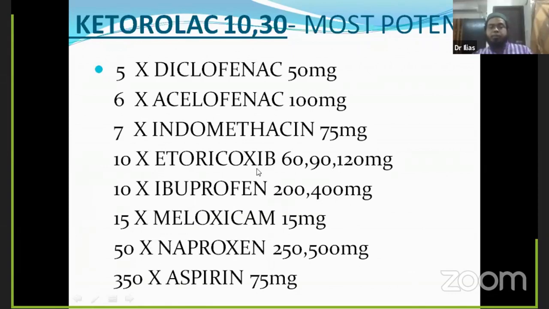And etoricoxib or ibuprofen are the moderately potent or potent NSAIDs. And aceclofenac and indomethacin are also potent NSAIDs. And the most potent NSAIDs are ketorolac and diclofenac. So mind it. If a person comes to you with severe pain from a road traffic accident, with a history of fracture, and the patient is screaming out of pain, that time we must prescribe ketorolac or diclofenac.